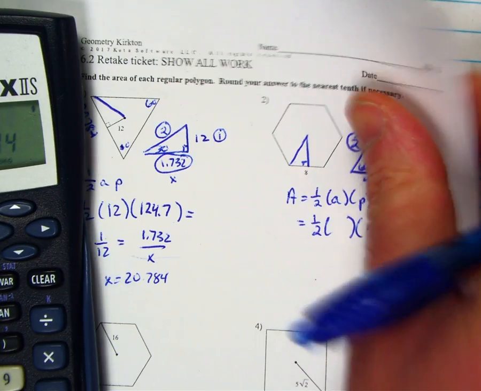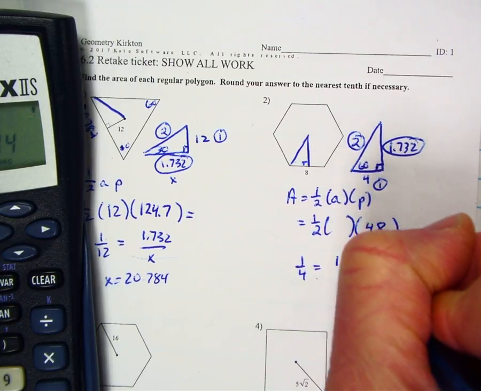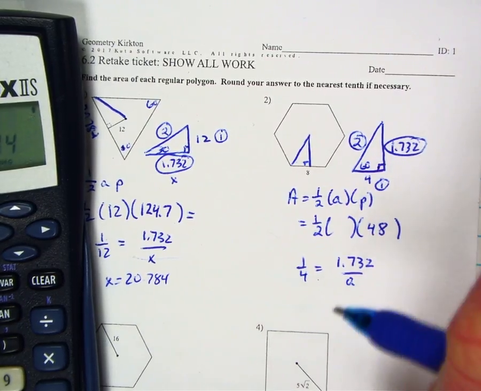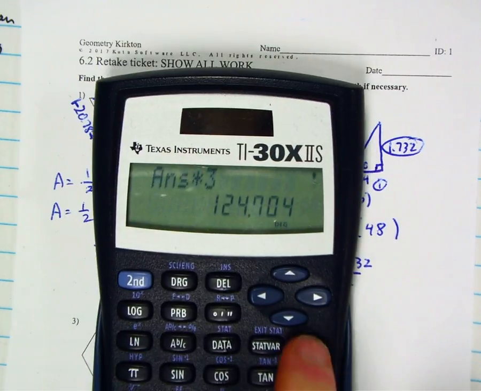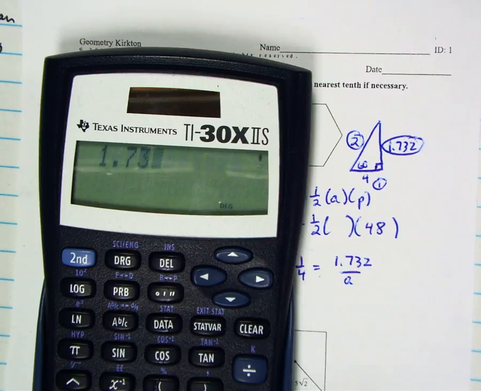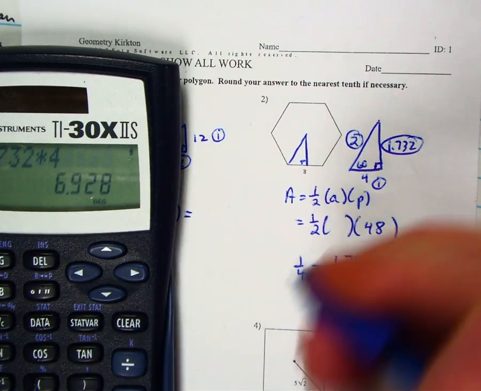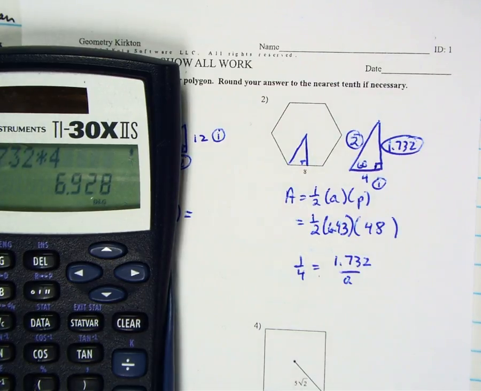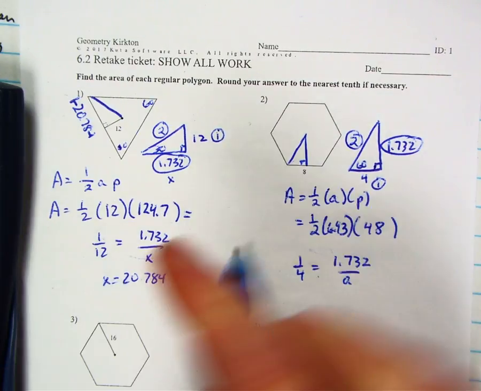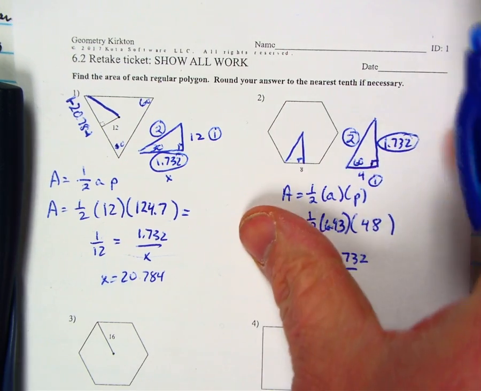So 1/4 equals 1.732 over the apothem. Again, checking to make sure your ratios are lined up. 1.732 times 4, 6.93 is my apothem. And all hexagons will have this same triangle. There may be different given information.